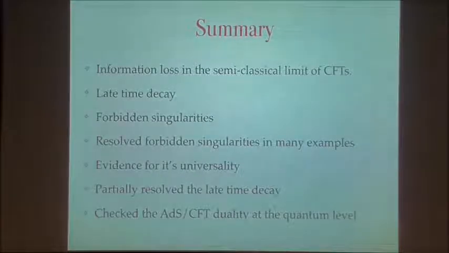Okay, so this is basically everything I have today. In summary, we have explained that information loss indeed shows up in the semi-classical limit of a unitary CFT. In particular, there are two sharp signatures for information loss. One is late-time decay, and the other one is forbidden singularity. We were able to resolve forbidden singularity in many examples, and we have reason to believe that this resolution holds more generally. And we partially resolved the late-time decay problem. Of course, in the end, we also checked AdS/CFT duality at the first quantum level.